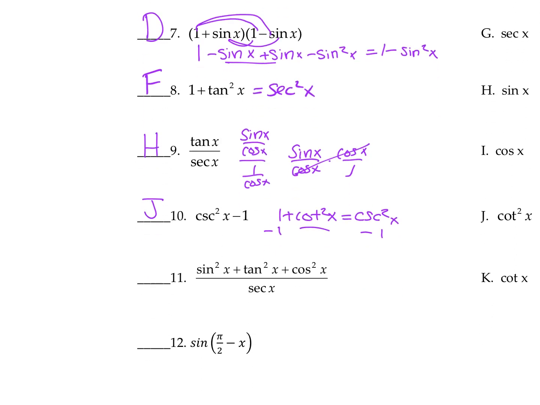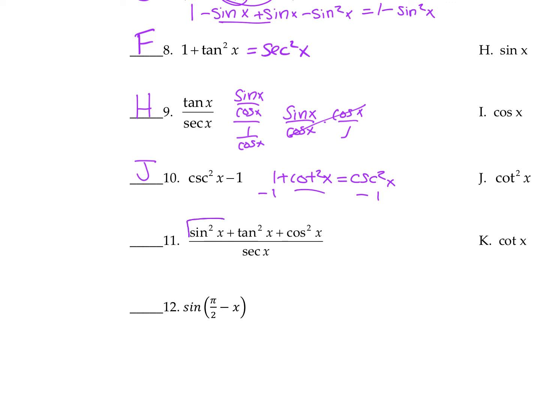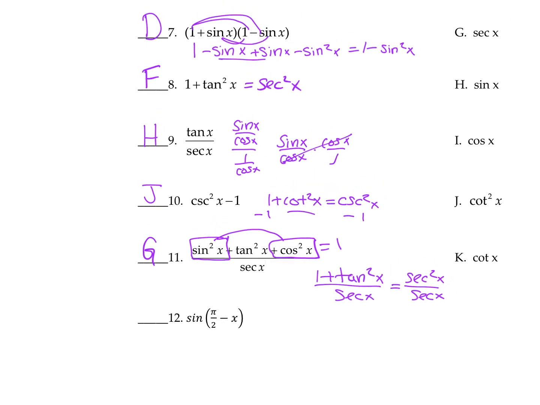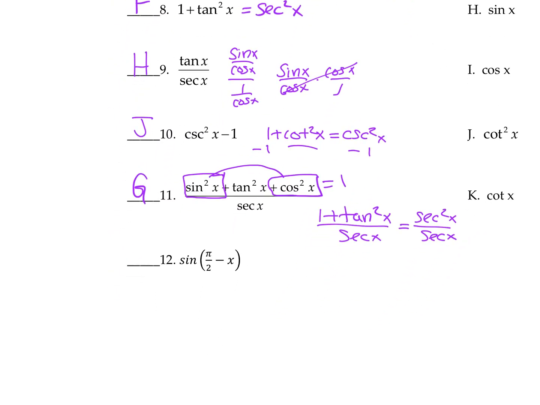In 11, I have sine squared plus cosine squared. I know they're not next to each other, but we can rearrange addition. So sine squared plus cosine squared is equal to 1. So I'm going to have 1 plus tangent squared all over secant. Now 1 plus tangent squared is secant squared, so secant squared over secant would just be secant, which is option G. And then this is one of our cofunction identities, and sine of 90 degrees or pi over 2 minus x is the same as cosine of x. So 12 is going to be option I.